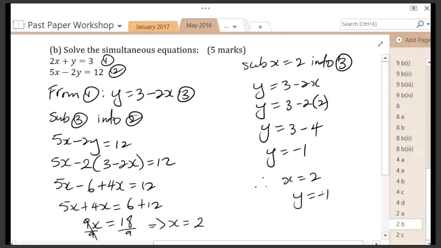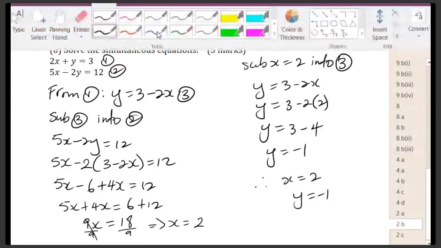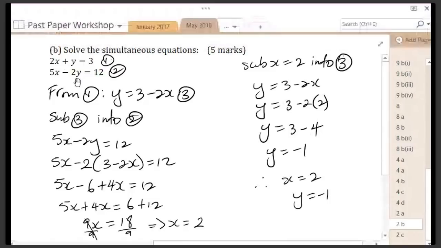Okay, so let's discuss this very carefully. When do you use substitution and when do you use elimination? And this is a key, okay? You use substitution when you have a coefficient of 1. So when you examine the simultaneous equations that they give you, what you're looking for are coefficients of 1. You see this y here? The coefficient of y here is 1.